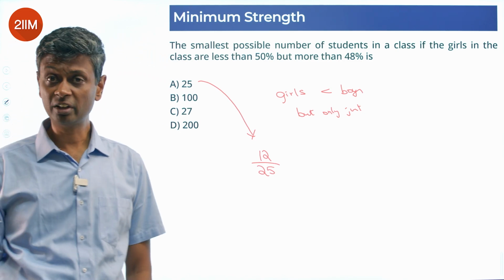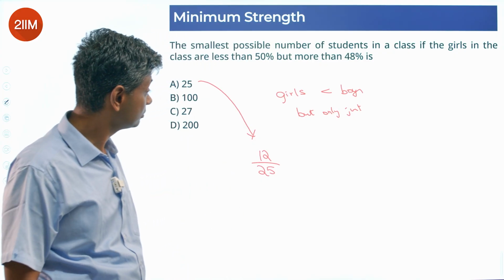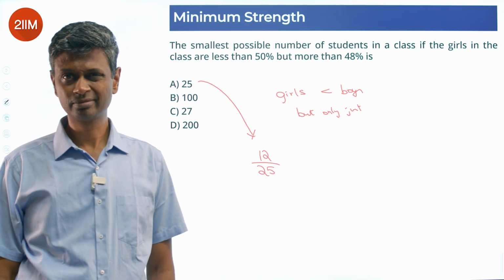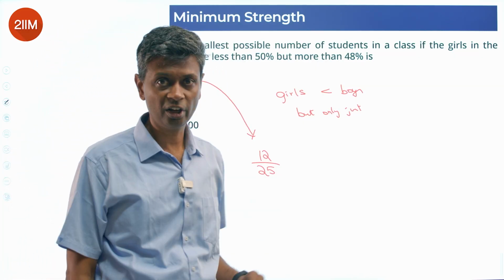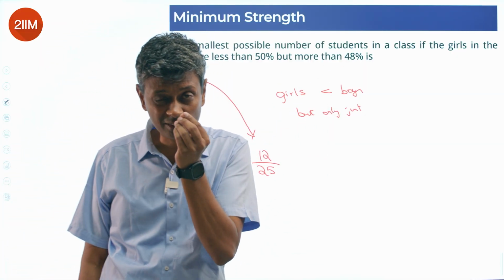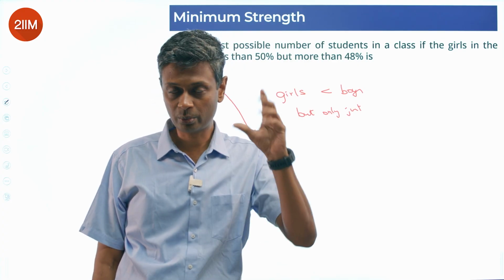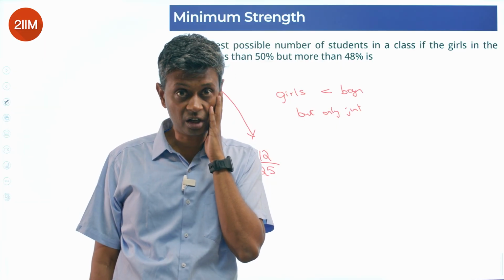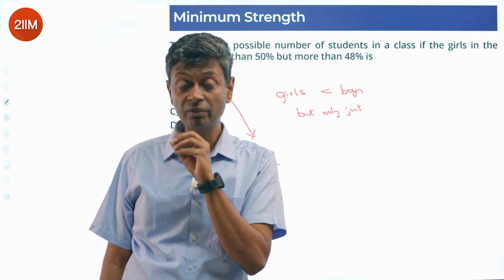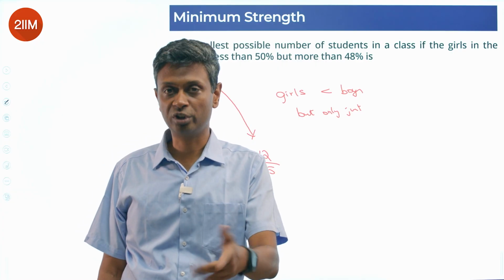12 by 25 is 48%. Less than 50, but equal to 48. We wanted more than 48, so that means at least 48 would have marked this. 12 by 25 doesn't work. The question is, find a scenario where the number of girls is less than the number of boys, but only just, such that when you do girls by total, your percentage of girls is more than 48.